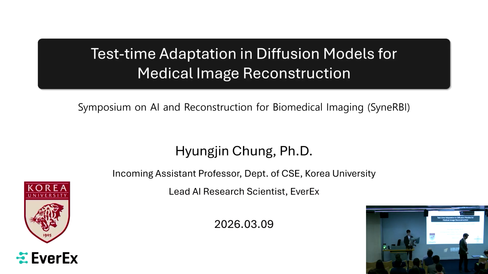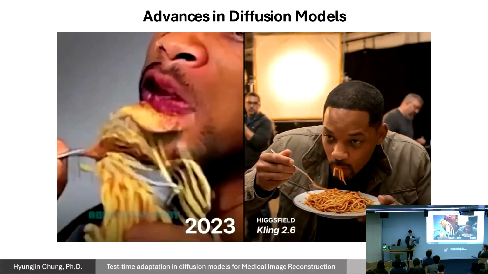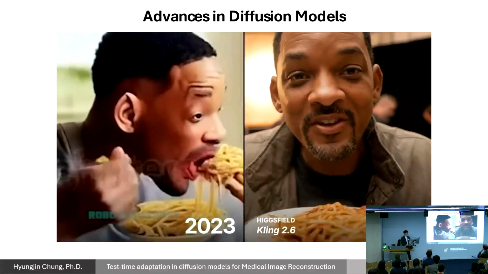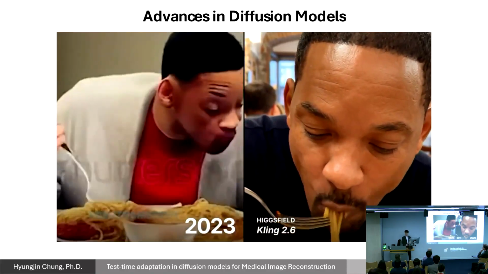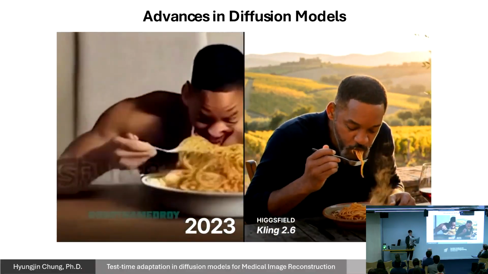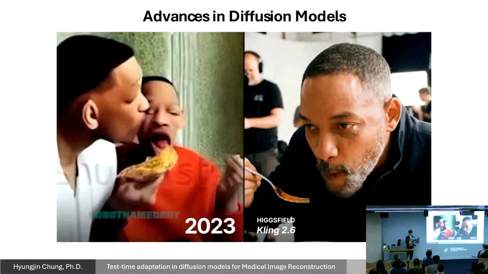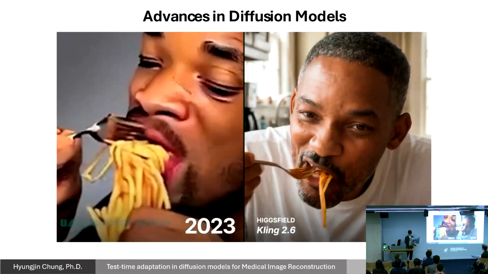I'm Hyungjin. And today I'll be speaking a bit about using diffusion models for inverse problems, but more about adapting them when we have unexpected out-of-distribution measurements. Over the past years, we've seen quite a lot of advances in diffusion models themselves. Computer vision folks have a strange tradition of measuring the advances of diffusion models through a video of Will Smith eating spaghetti. It kind of advanced a lot over the 2.5 years of research.